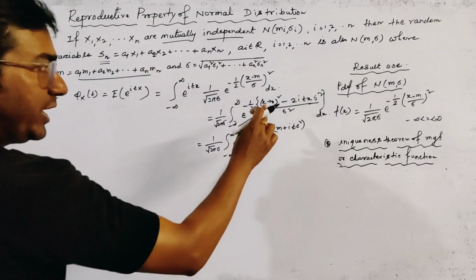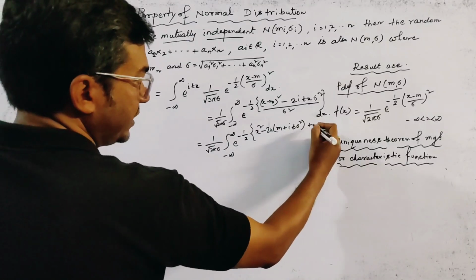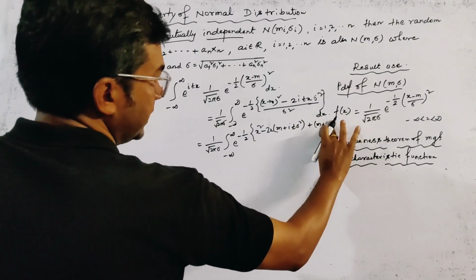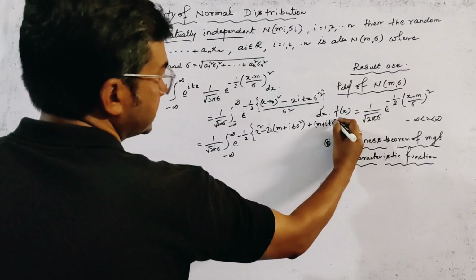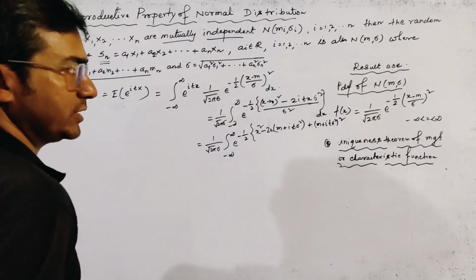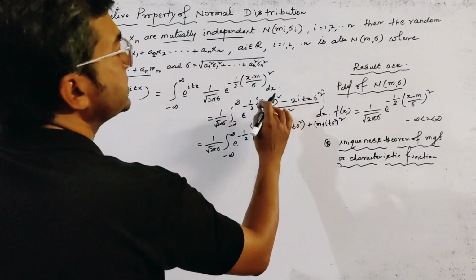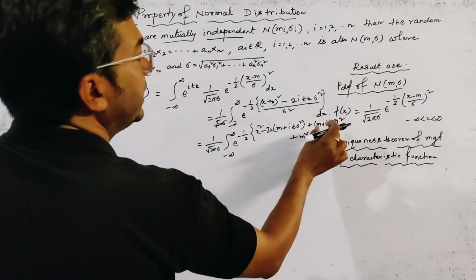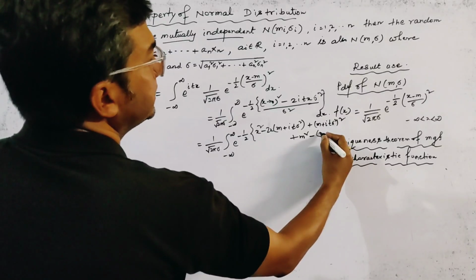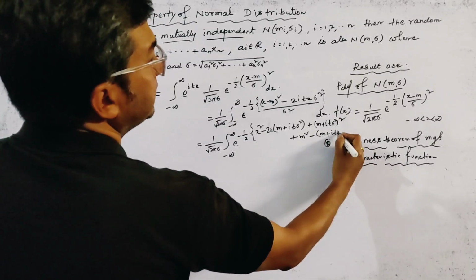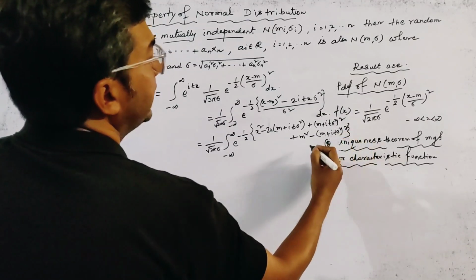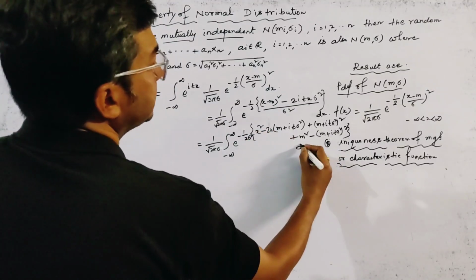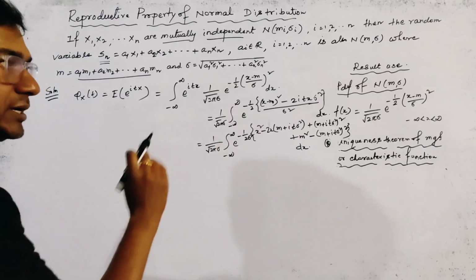And to make it a perfect square, we add here (m plus i t sigma square) whole square, and a term m square is present here, plus m square. To balance it we subtract again this term, (m plus i t sigma square) whole square, divided by sigma square, and this is dx. This is the complete integration.